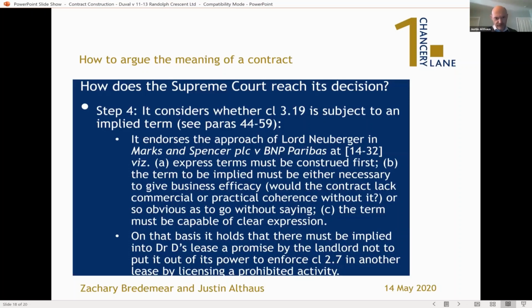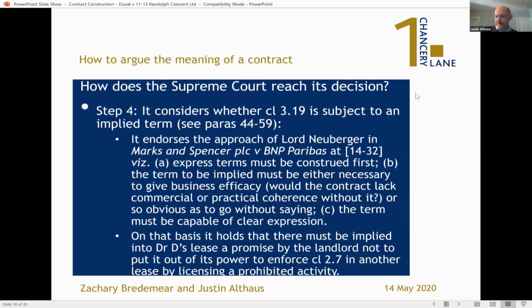On that basis, the Supreme Court held that there must be implied into Dr. Duval's lease a promise by the landlord not to put it out of its power to enforce clause 2.7 in another lease by licensing a prohibited activity.